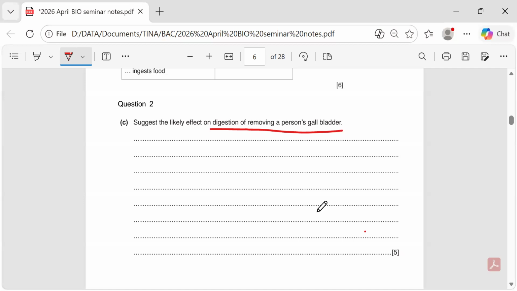Duodenum. So let me read. So no emulsification, so fat digestion decreases. And I wrote the stomach acid cannot be neutralized. Yes. So he died lah.